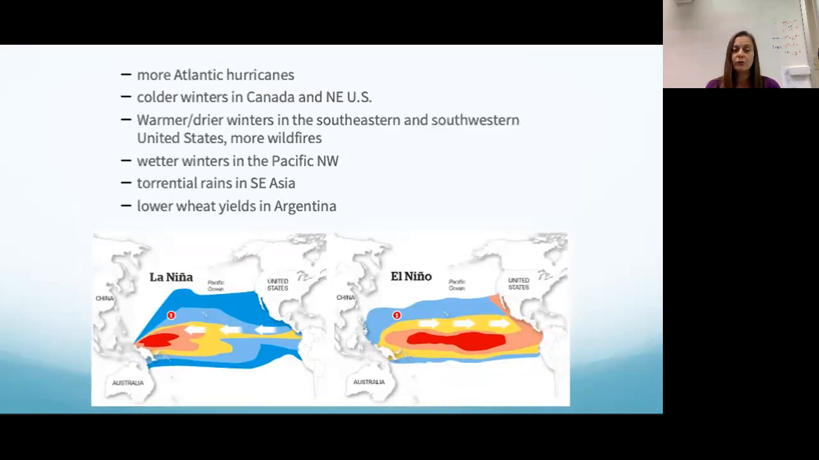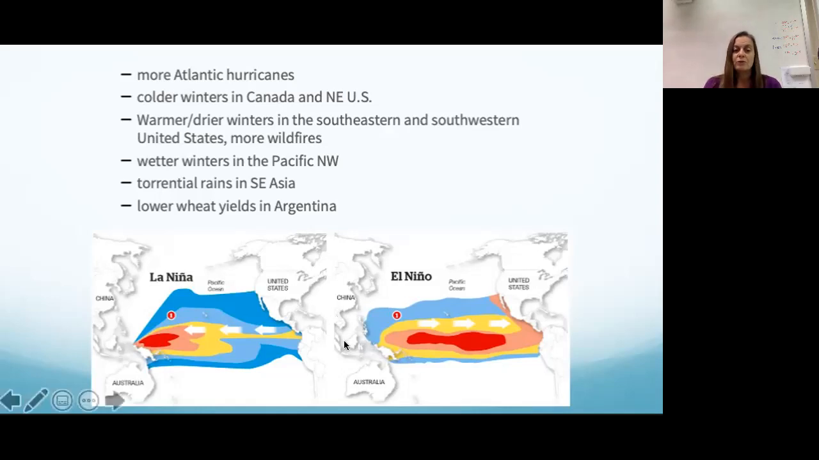It causes colder, wetter winters in Canada and the northeastern United States, but it causes warmer, drier winters in the southeastern and southwestern United States, which tends to lead to more wildfires. It also leads to wetter winters in the Pacific Northwest. If you're a skier, this is a good thing. Lots of the American ski resorts get great winters in La Nina years.